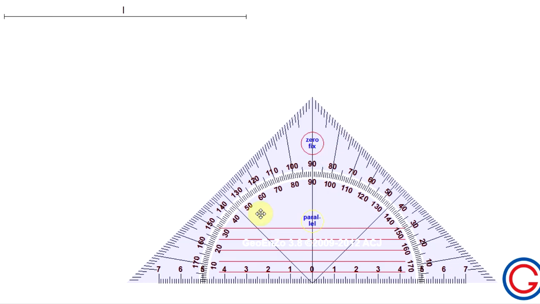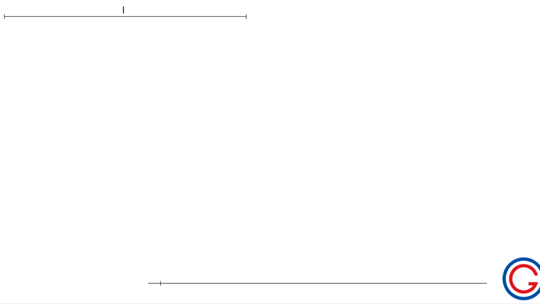Hello, today we are going to draw a square given the measurement of one side. So the first step we are going to do is to draw a horizontal line at the bottom of our screen, as can be seen here. And on the left side we are going to mark a point A, which will be the first vertex of our square.